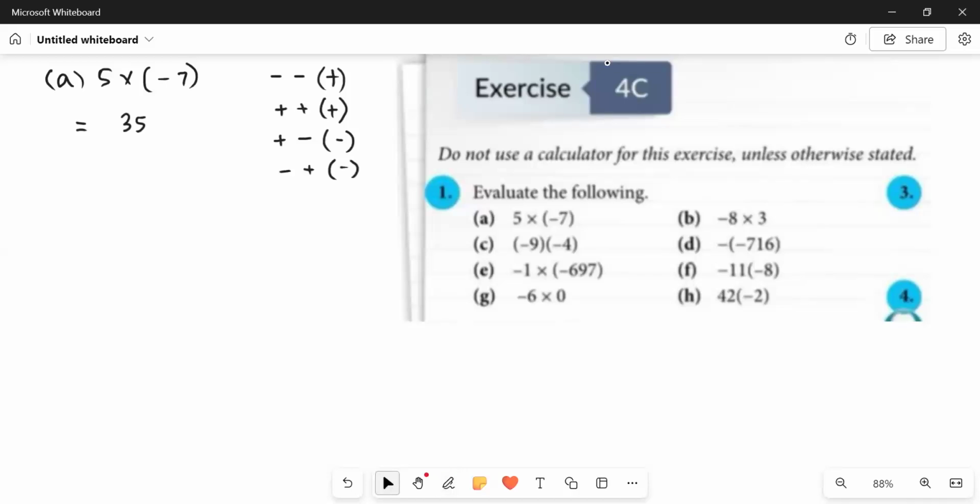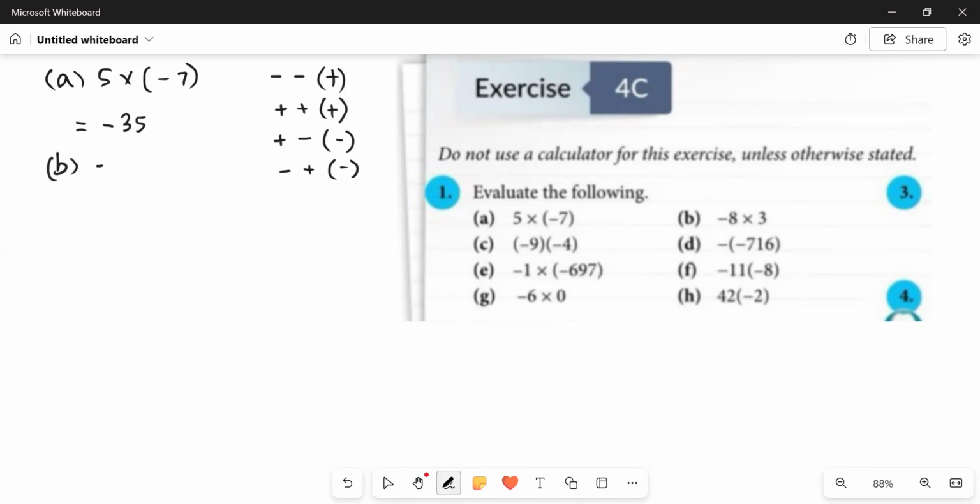So in two cases, the answer would be positive. Means if the signs are the same, the answer would be positive. But if the signs are different, the answer would be negative. So here in the case of part A, 5 and 7 have opposite signs. 5 is positive, 7 is negative. So the answer would be negative. Simple, right?